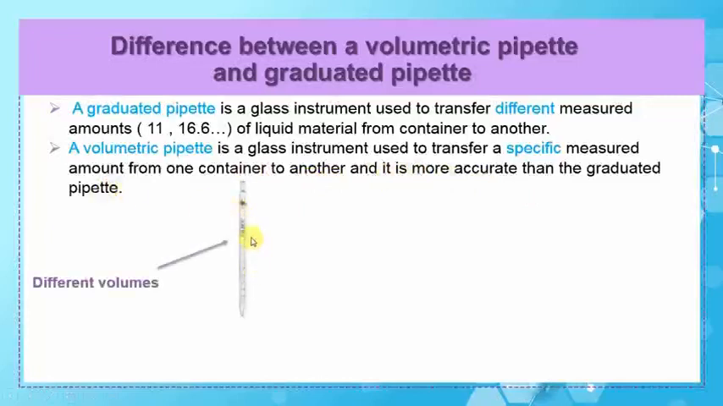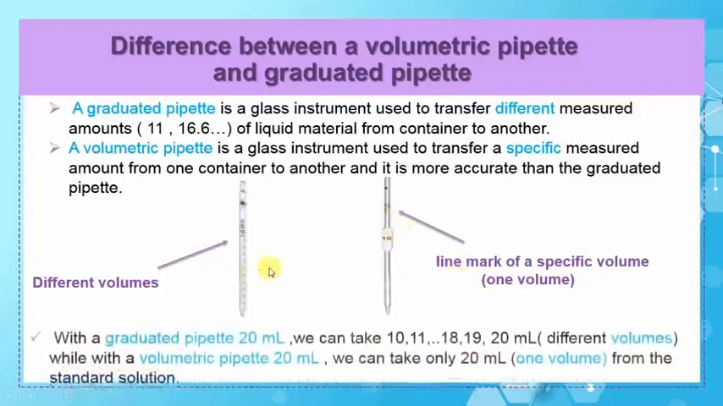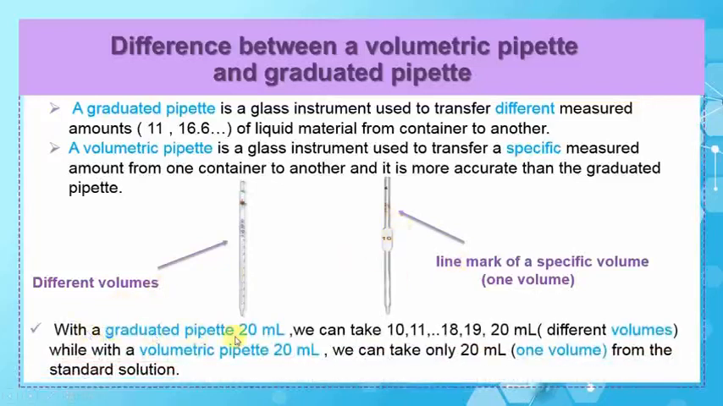You can observe here the different graduations, different volumes in the graduated pipette. While in the volumetric pipette, the line mark indicates one volume, such as in this figure 10 milliliter. So the line mark shows a specific volume, one volume. So with a graduated pipette of 20 milliliter, we can take 10, 11, 18, 19, 20 milliliter, different volumes. While with a volumetric pipette of 20 milliliter, we can take only 20 milliliter, one volume from the standard solution.